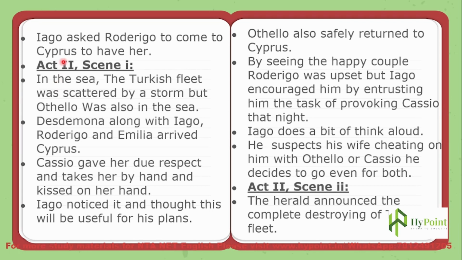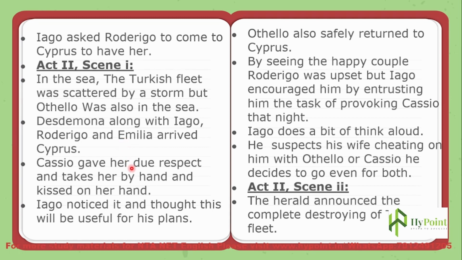Act 2, Scene 1. In the sea, the Turkish fleet was scattered by a storm, but Othello was also in the sea. So now we can see a war front. The war is happening in the sea. The Turkish fleet was scattered by the storm, but Othello was also there with his fleet. And Desdemona, along with Iago, Rodrigo, and Iago's wife Emilia, arrived in Cyprus.